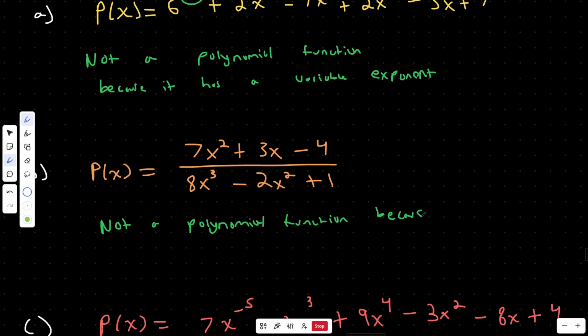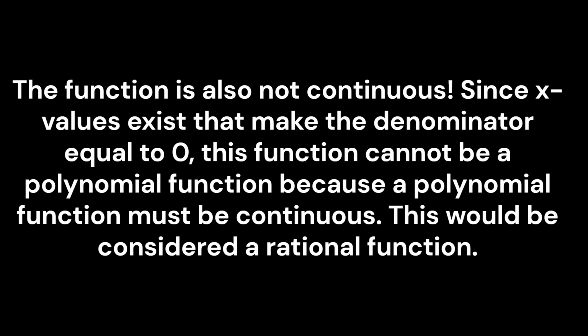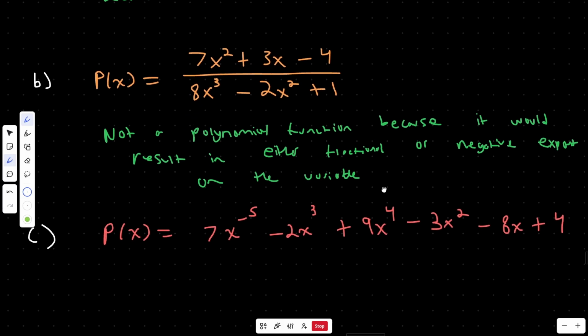because it would result in either fractional or negative exponents on the variable. There we go. All right, let's move on to part C.